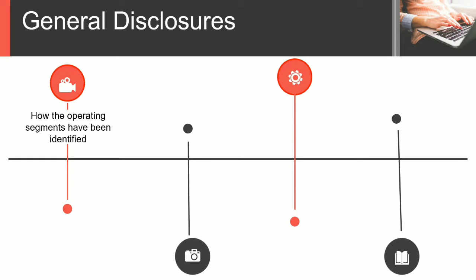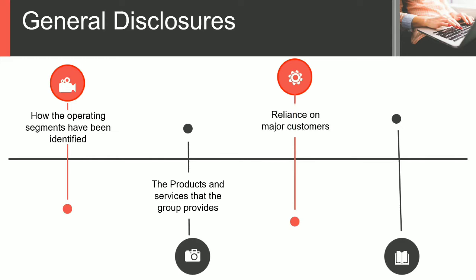General disclosures are: how the operating segments have been identified, the products and services that the group provides, reliance on major customers, and geographical information, limited to revenue and non-current asset.